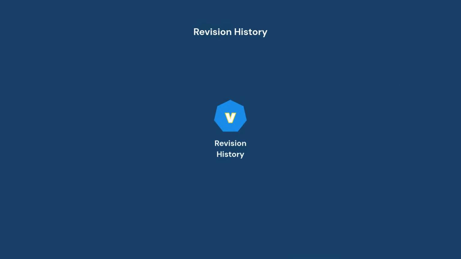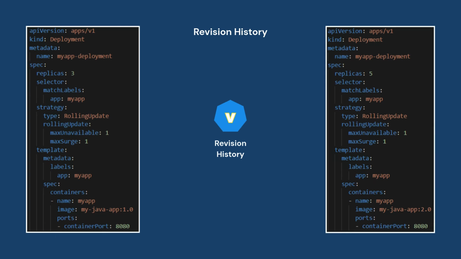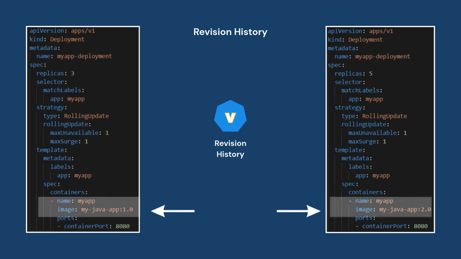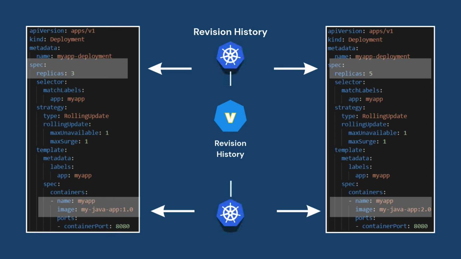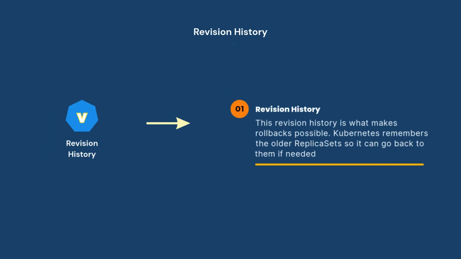Alright, now that we know how to do rollbacks, let's talk about revision history. So every time you change a deployment, for example, updating the image from 1.0 to 2.0 or changing the number of replicas, Kubernetes saves that change as a new version. Think of this like version control but for deployments. This revision history is what makes rollbacks possible. Kubernetes remembers the older replica sets so it can go back to them if needed.